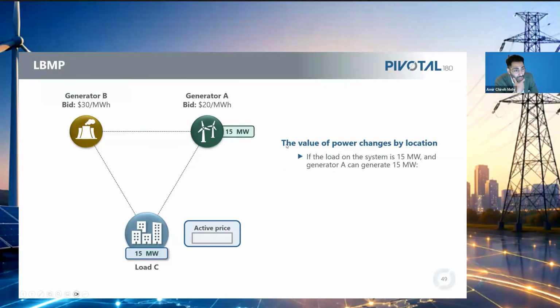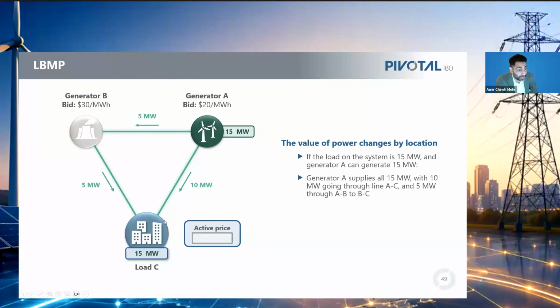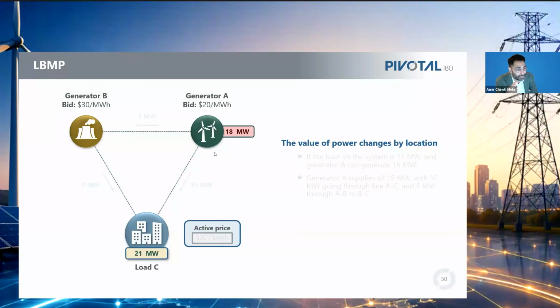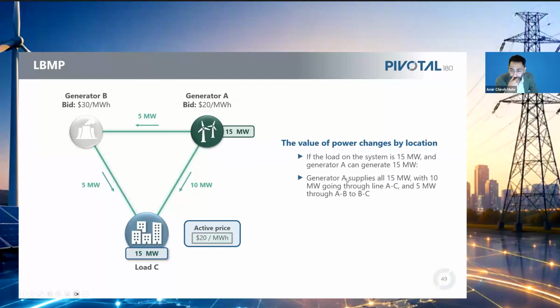and we still need 15 megawatts of load, then we're going to run plant A and provide all that load. 10 is going to go the short way, 5 is going to go the long way around. So our average price is $20 per megawatt hour, which is what generator A produces. And we can meet all our need directly.